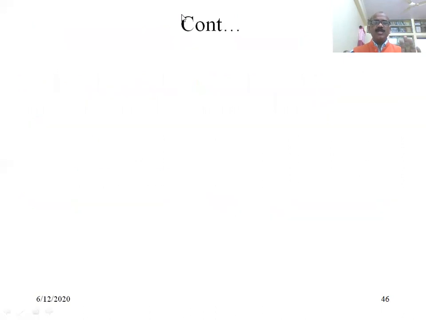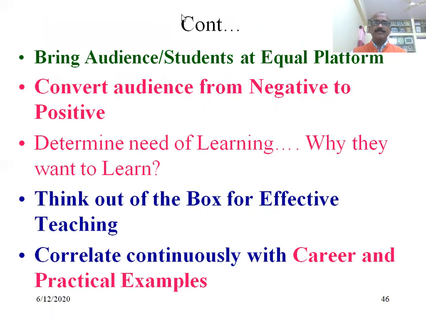In interactive teaching and interactive learning, we have to bring the students to an equal platform. We have to convert the students from a negative mood to a positive mood. Then their interaction will be more. Their interaction will be very effective. For interactive teaching, as a teacher, I have to determine what the objectives of teaching are.